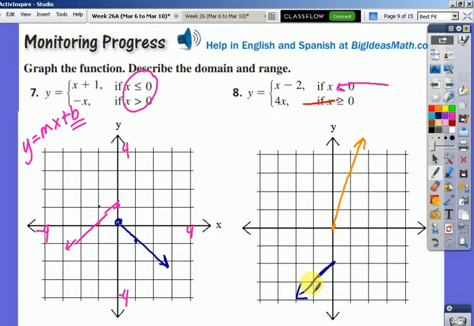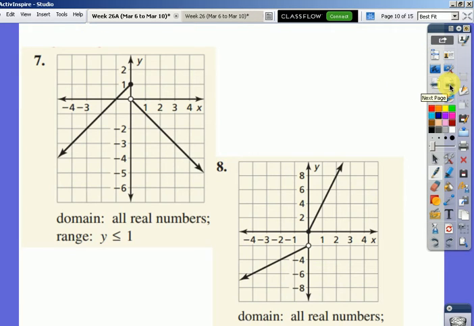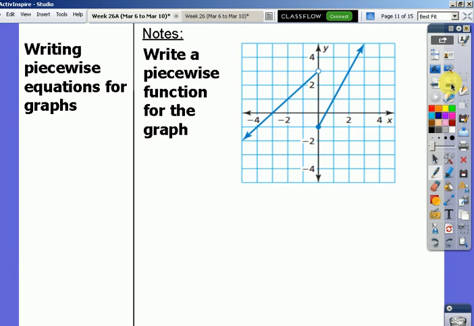Where is there a hole? Is there a hole for the orange or the blue? The blue, right? Yeah. So, right there, that should be open. So, I'm going to make this an open circle. Okay, does that make sense? Are you sure? Okay, let me see. Yep, that's what it looks like. Okay, we're going to skip that. We'll do that tomorrow.